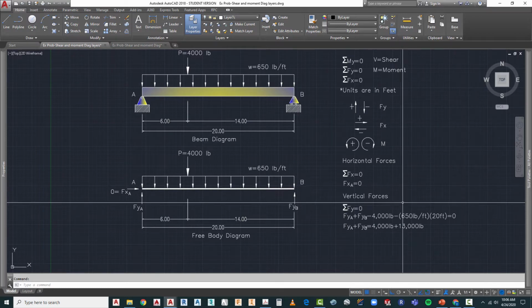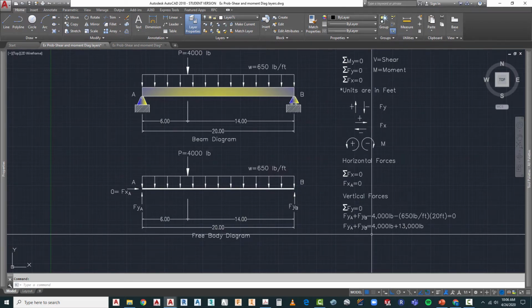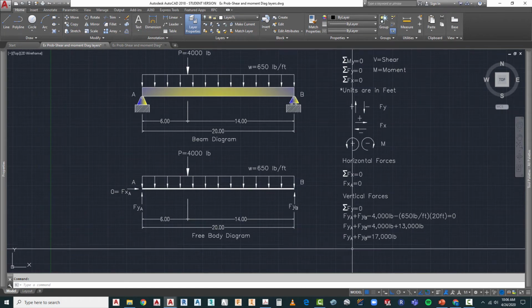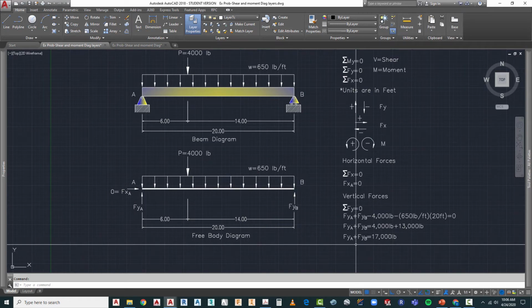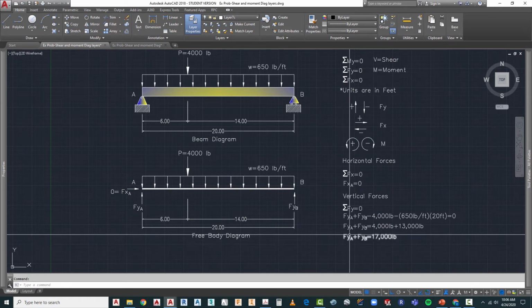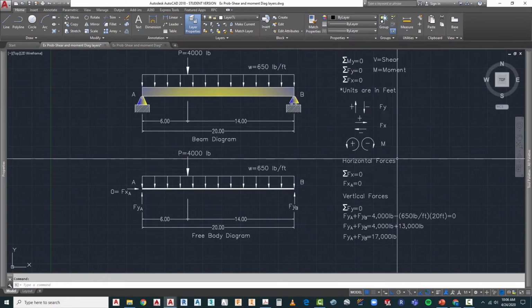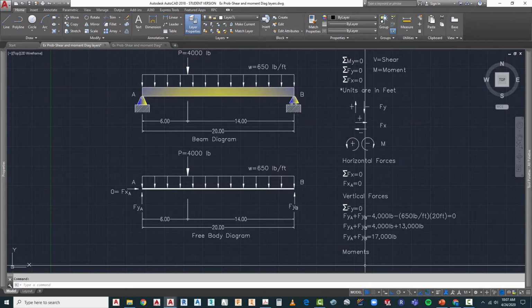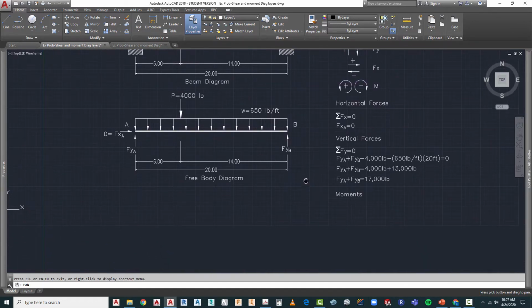So we continue developing our equation here, and we end up with Fya plus Fyb is equal to 4,000 plus 13,000 pounds. So we know that Fya plus Fyb is going to be a total of 17,000 pounds. The only problem is that we have two variables and we need to solve for one of them. For that, we can use one of our other equations in terms of solving for one of those values. So the next thing we're going to do is solve for our moments.